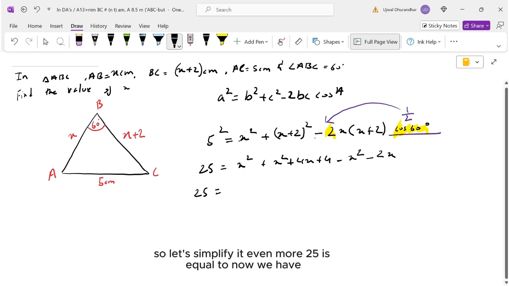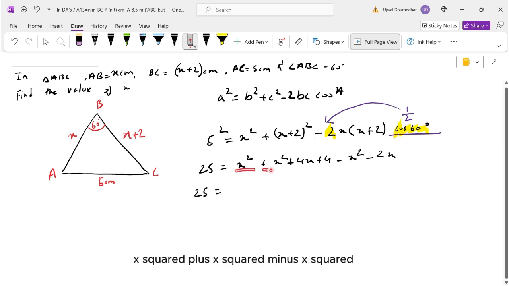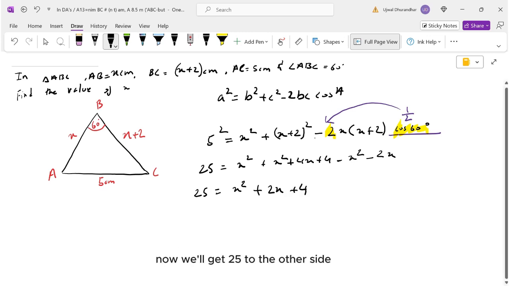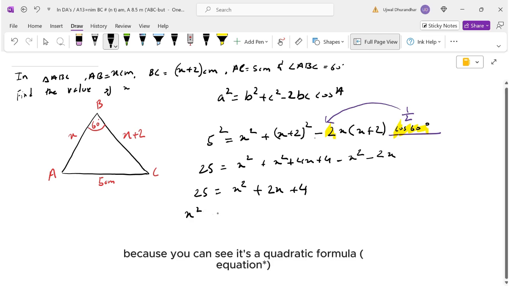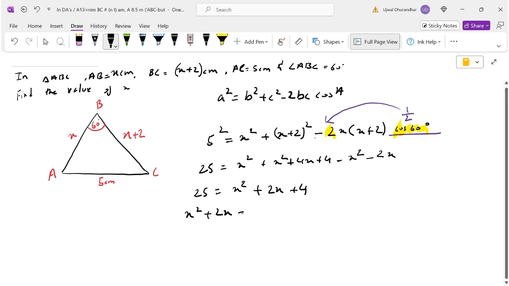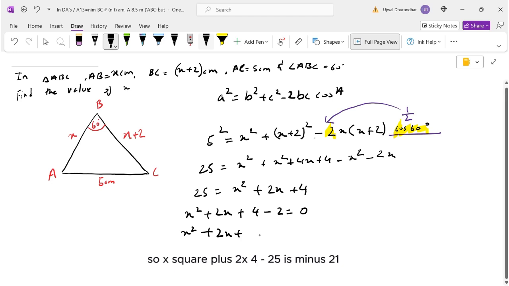25 is equal to, now we have x squared plus x squared minus x squared. We will get x squared, plus 4x minus 2x is 2x plus 4. Now we'll get 25 to the other side because we can see it's a quadratic equation. Minus 25 is equal to 0. So x squared plus 2x, 4 minus 25 is minus 21, is equal to 0.